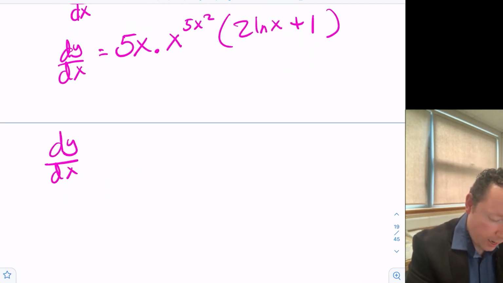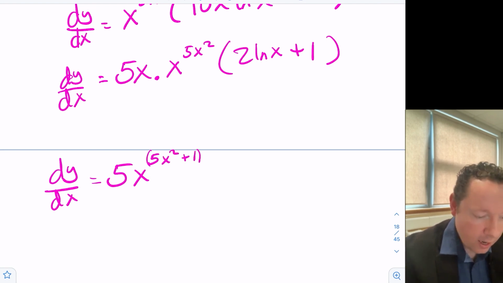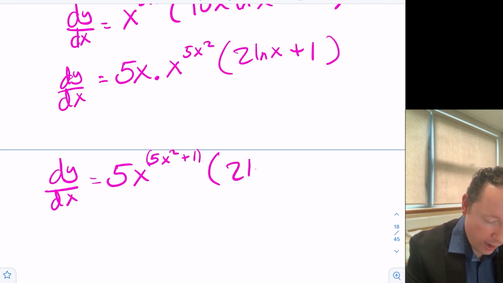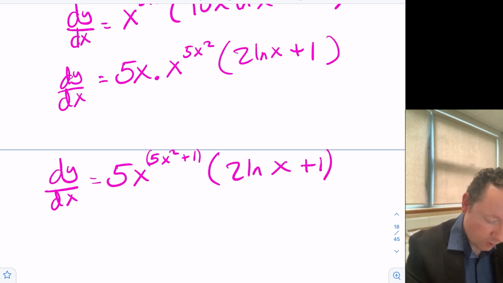So dy by dx. I've got 5x times x to the 5x squared. So I can add the power. That's just a power of 1. So that's going to be 5x squared plus 1. So I've got 5x to the 5x squared plus 1, I'll put that in brackets for clarity, and that's times by 2 log x plus 1. And that's as simple as it's going to get. So I'm done there.